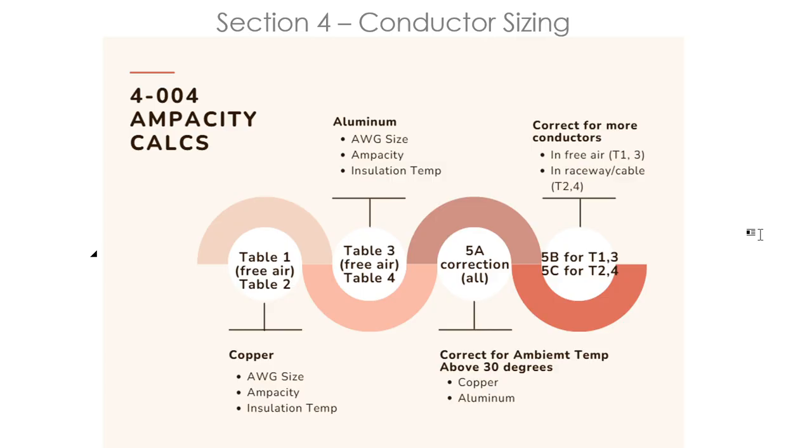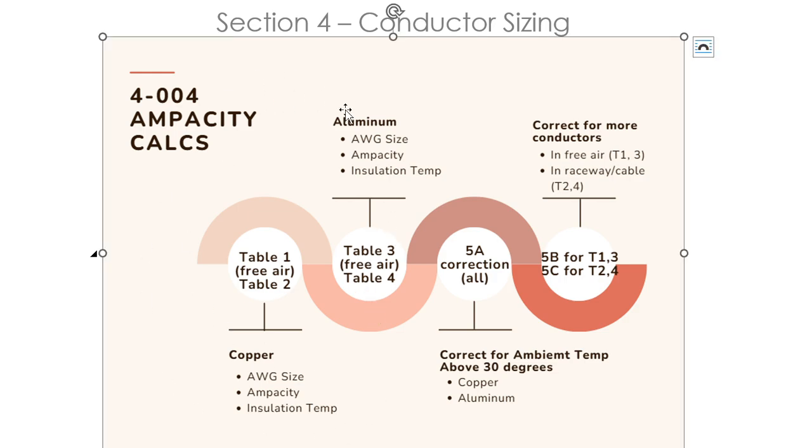It's actually pretty simple. You're either working with copper or you're working with aluminum. If you're working with copper, you're going to use tables 1 and 2. If you're going to work with aluminum, you're going to use tables 3 and 4. Tables 1, 2, 3, and 4 pretty much do the same thing. All they do is have 3 variables, basically. It's a table with, across the top, insulation temperature. Down the side is your wire gauge size, and in the middle is your ampacity.